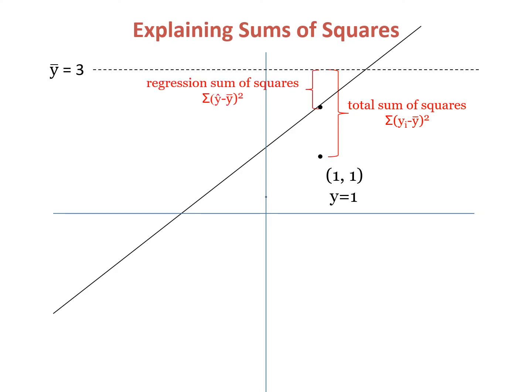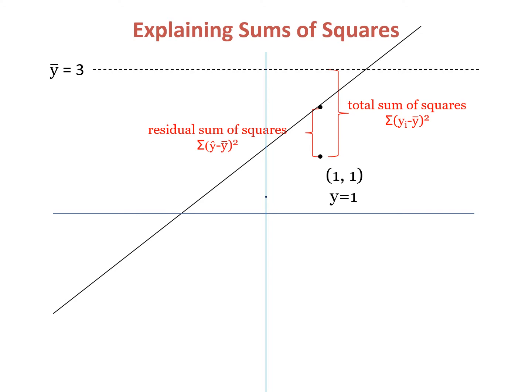A portion of the error can be explained by using the regression line. The explained portion is the distance between y hat and the mean of y. This distance is also squared and summed across all points. It goes by many names: the regression sum of squares, the model sum of squares, or the explained sum of squares.